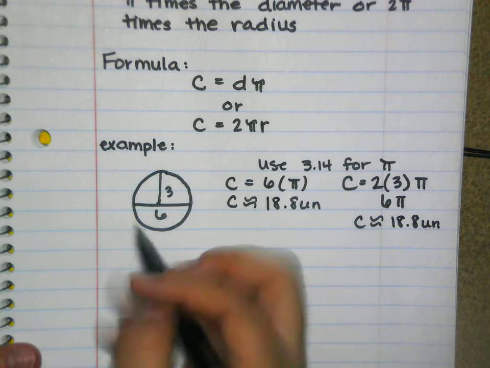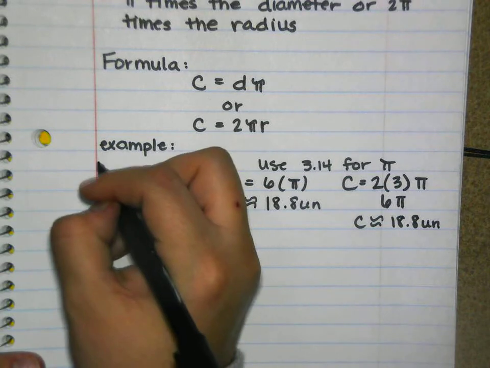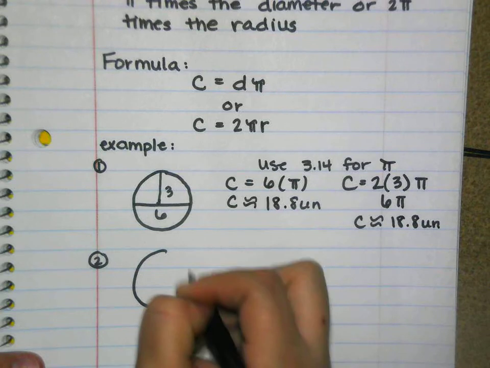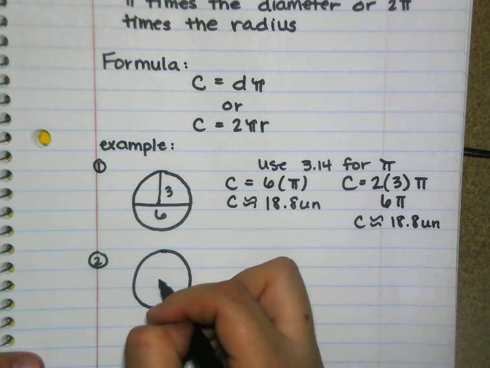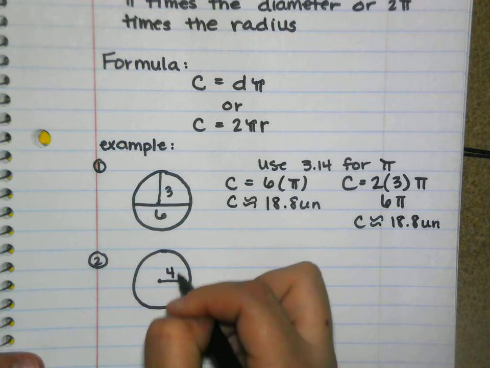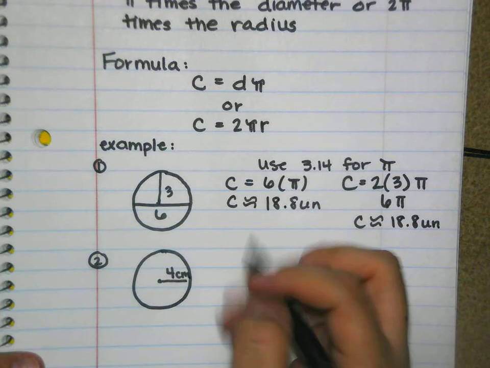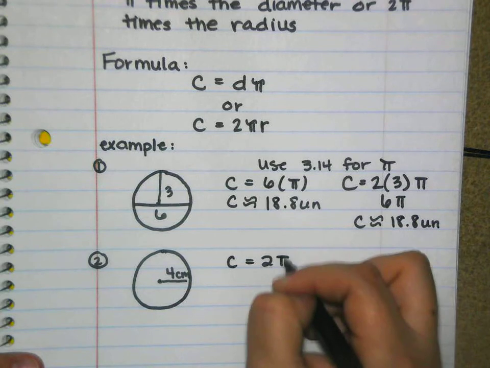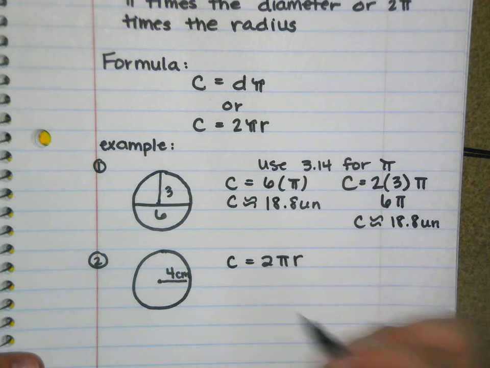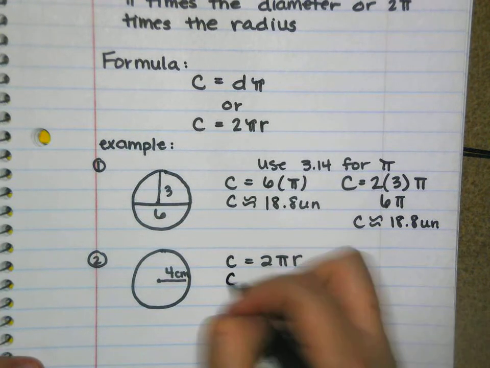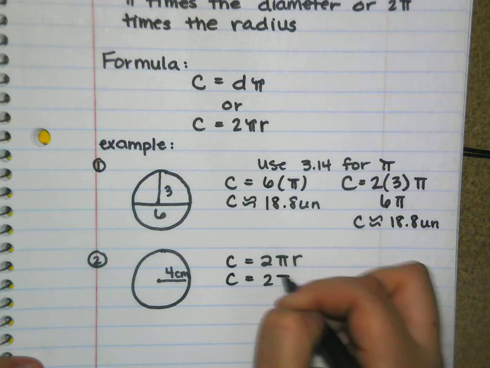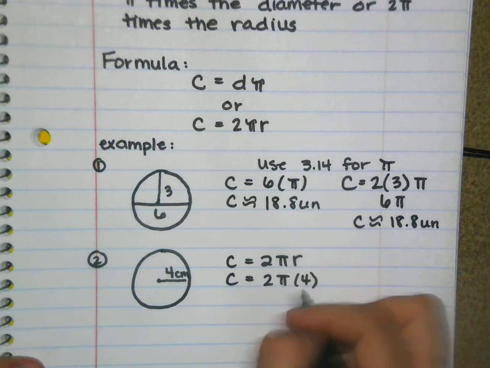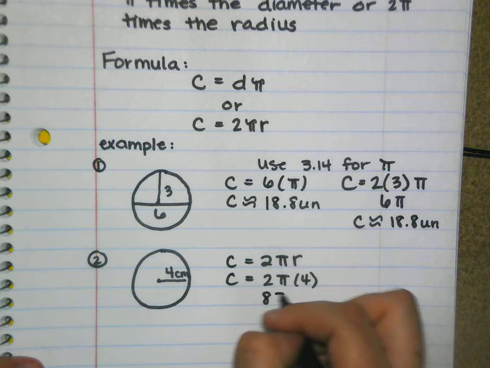Now let's look at some more examples. Okay, let's call this example 1. Let's look at example 2. Here's another circle, and it has the radius of 4 centimeters. And I want you to find the circumference. So we say circumference is equal to 2 times pi times r, since r is what was given. Circumference then is equal to 2 times pi times 4. We'll multiply those constants together. 4 times 2 is 8 pi.